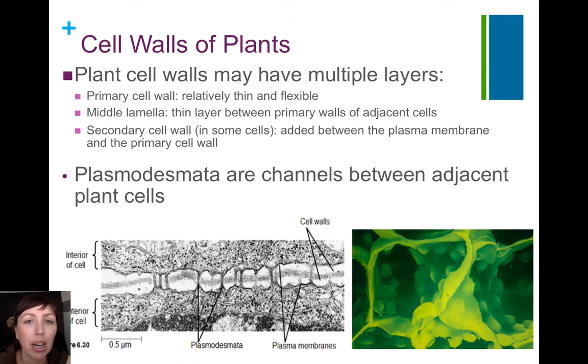The primary cell wall is relatively thin and flexible. The middle lamella is a thin layer between primary walls of adjacent cells. And the secondary cell wall, which is in some cells, is added between the plasma membrane and the primary cell wall. The plasmodesmata are channels between adjacent plant cells. So cells are separated by cell walls, and then there's this intermembrane space that's called the plasmodesmata. And you can see that here.